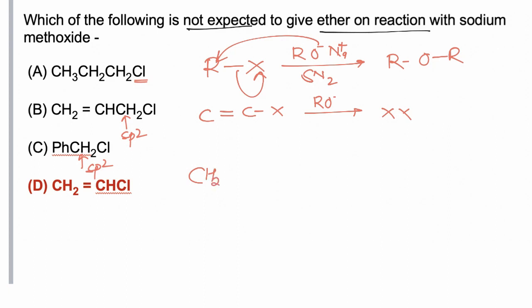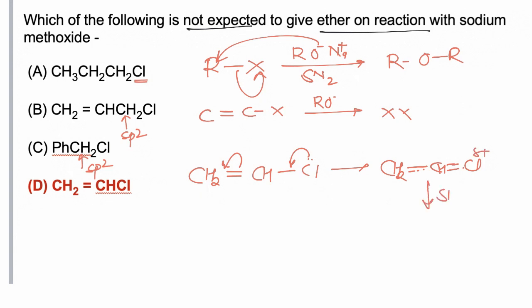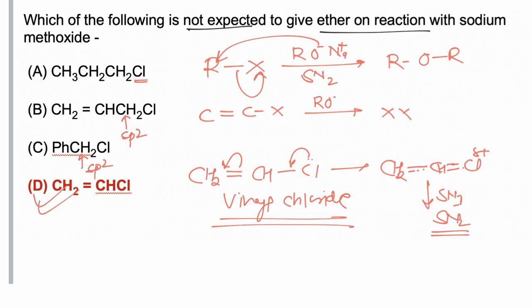While in case of D, CH2=CHCl, the lone pair of Cl is present in resonance with the multiple bond, due to which partial double bond character exists between carbon and chlorine, and hence SN1 and SN2 both types of reactions are not possible in vinyl chloride. So vinyl chloride will not undergo Williamson synthesis, and hence the correct answer is C.